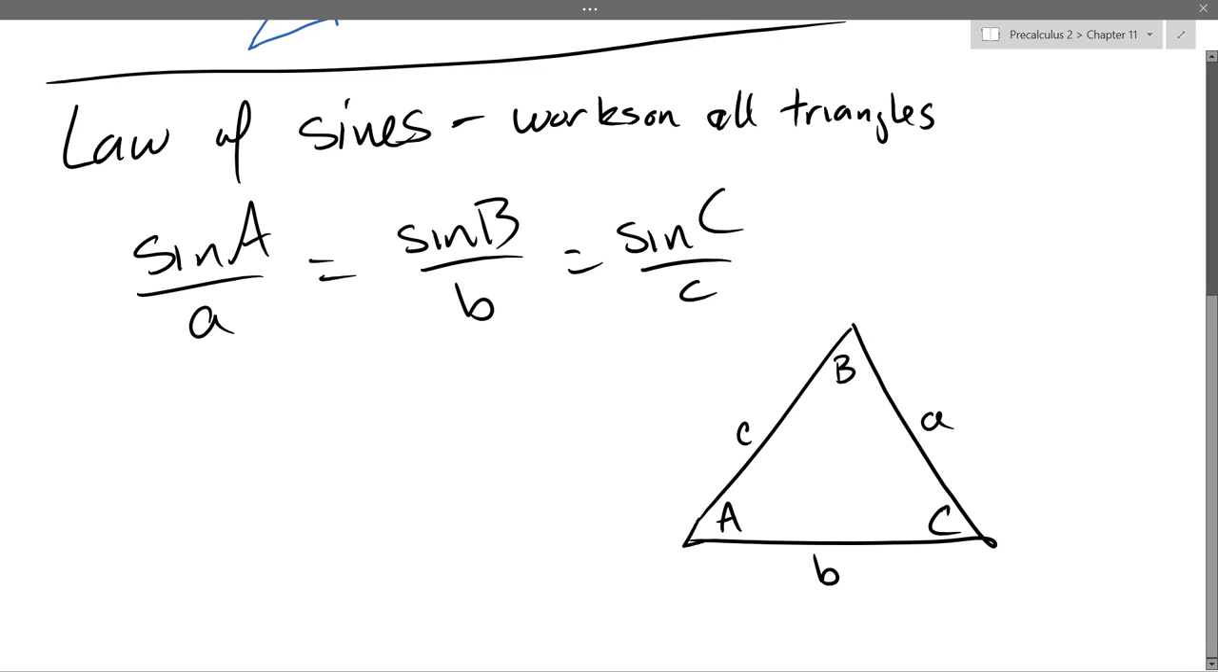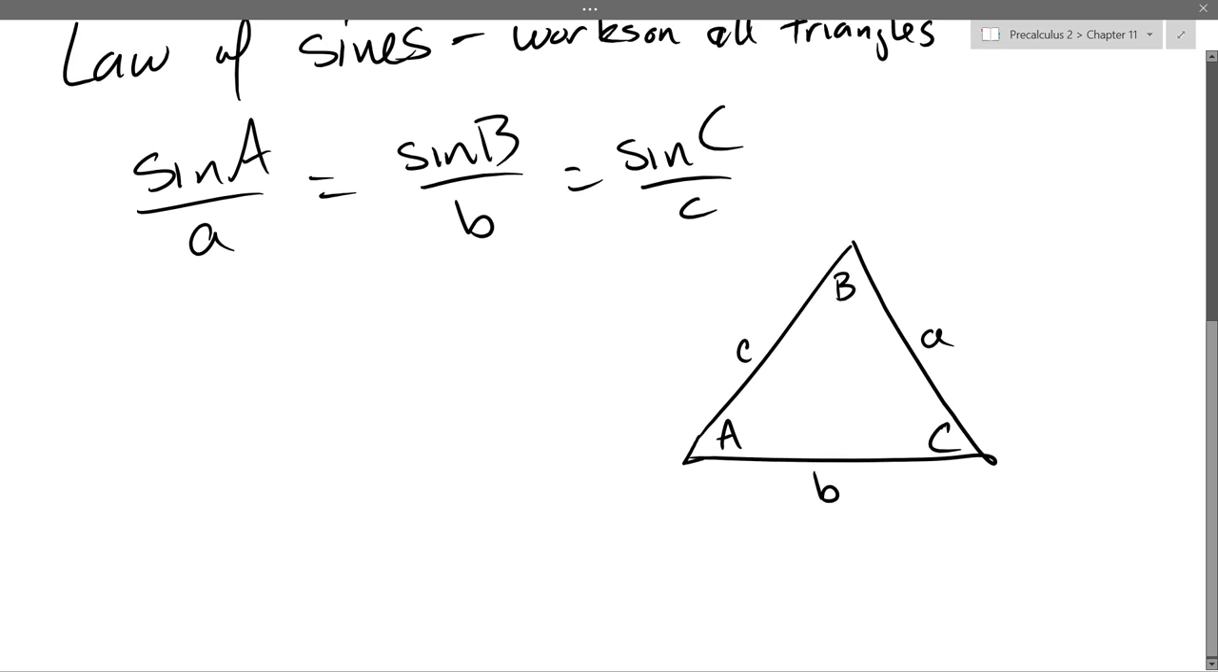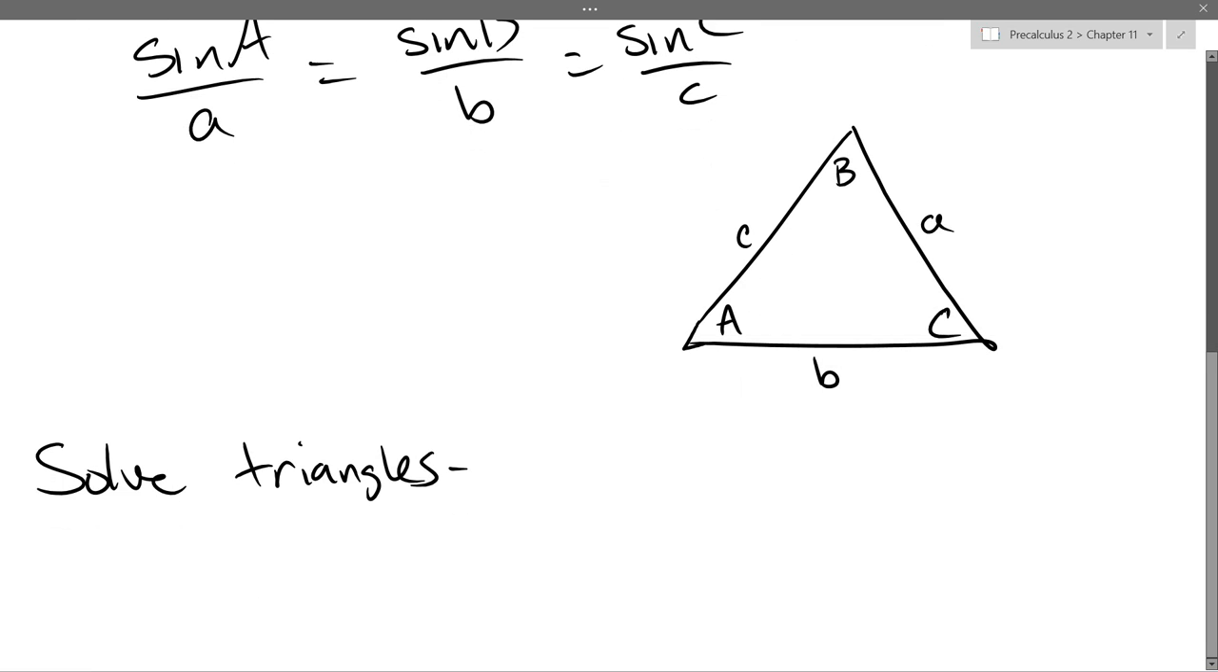All right, so there's the law of sines. And what we're going to do is solve some triangles here. And just to review, that means find all sides and all angles.